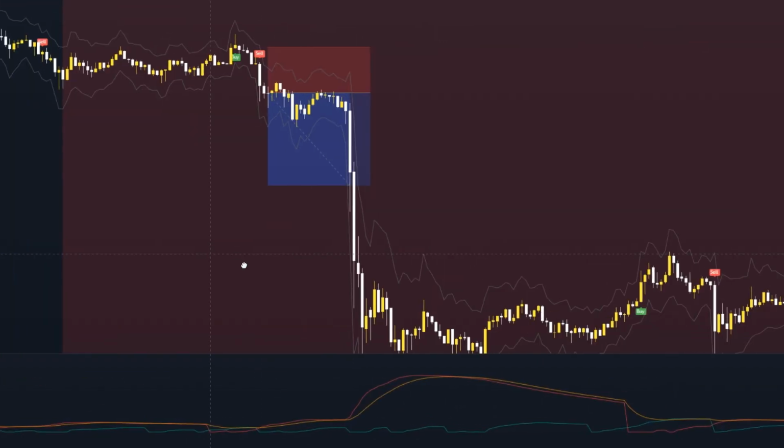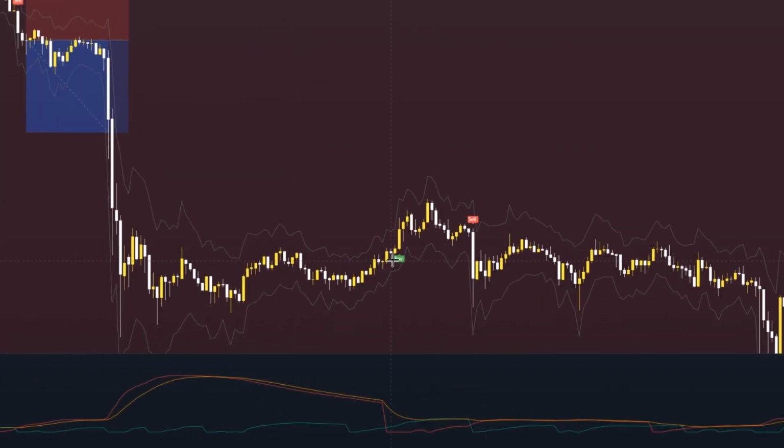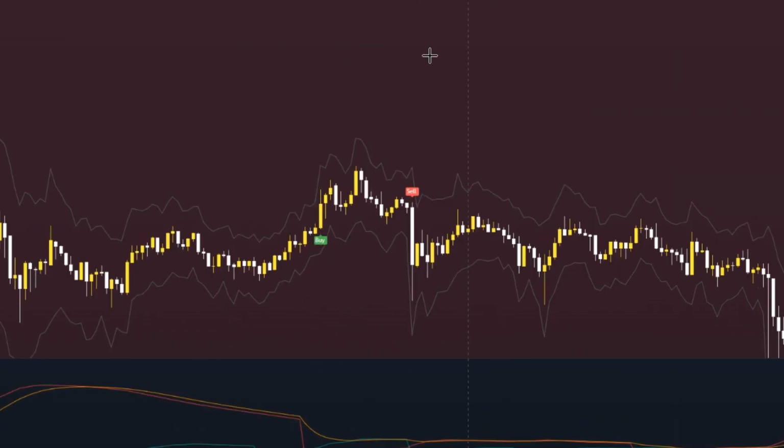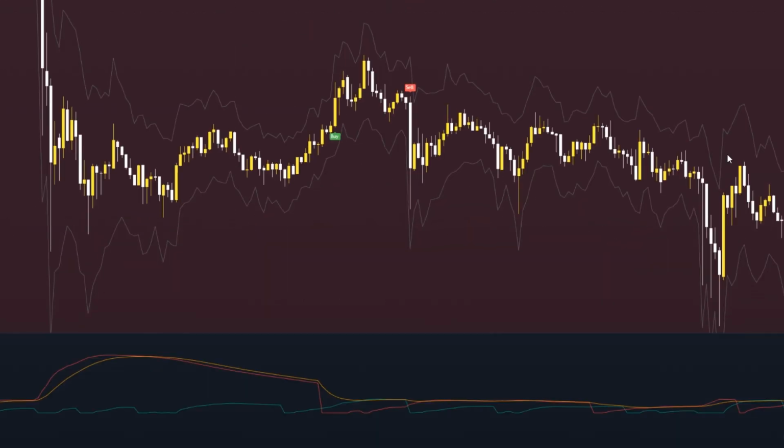If we go a bit further over, there is another buy here, but this trade again is invalid because the background is red. This shows that we're still in a downtrend on a higher time frame. And then we get a sell signal paint here.